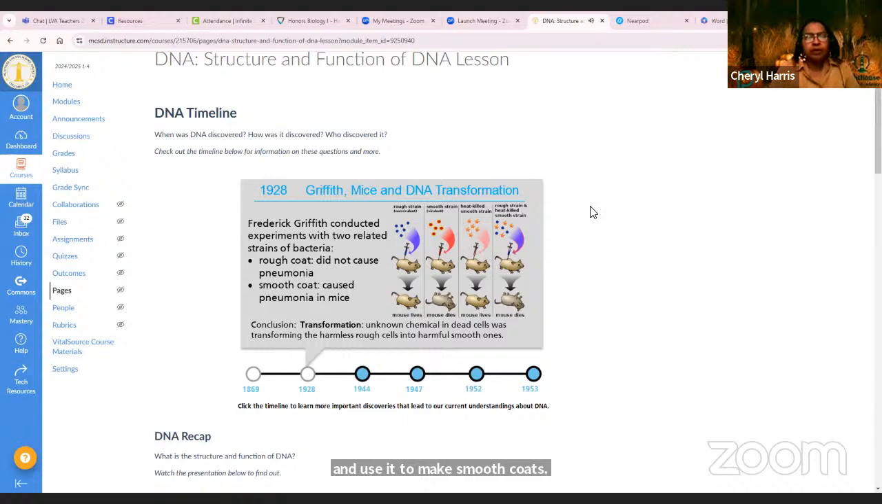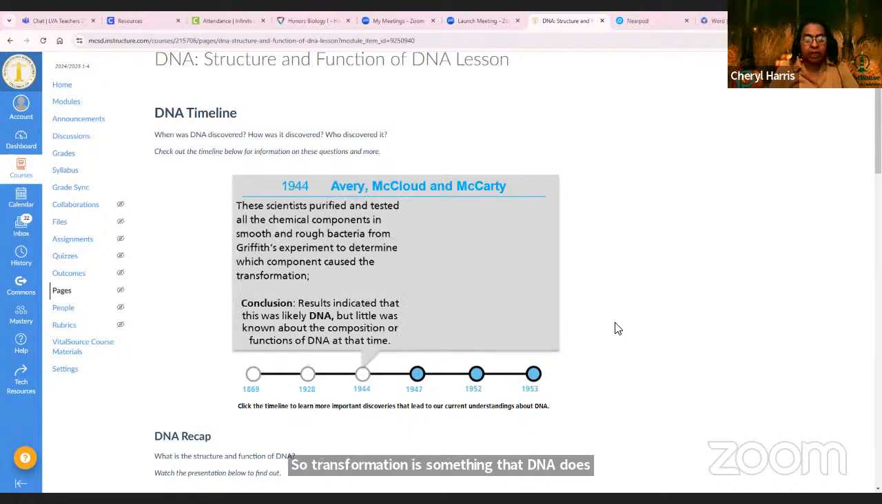All right, and we've been noticing this too with the medicines that we have today. They adapt. So transformation is something that DNA does. We'll talk about that later.